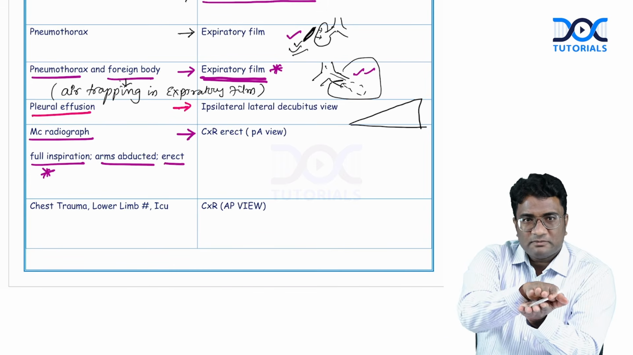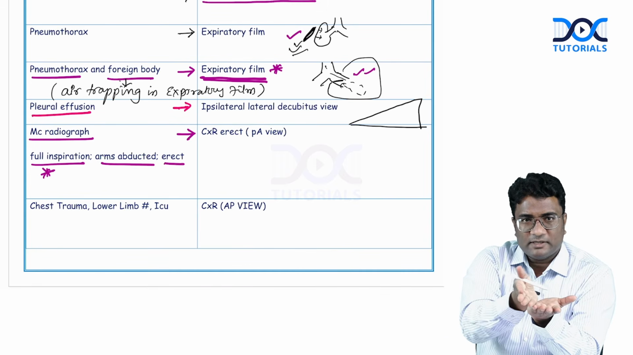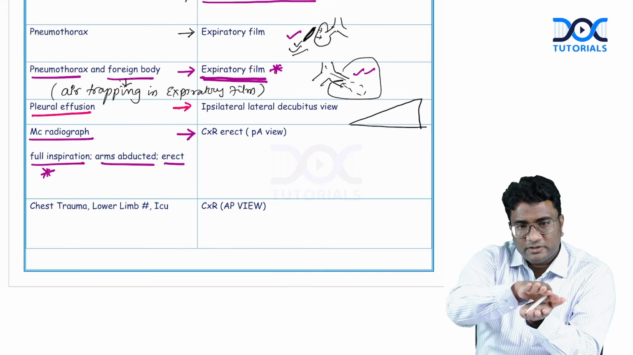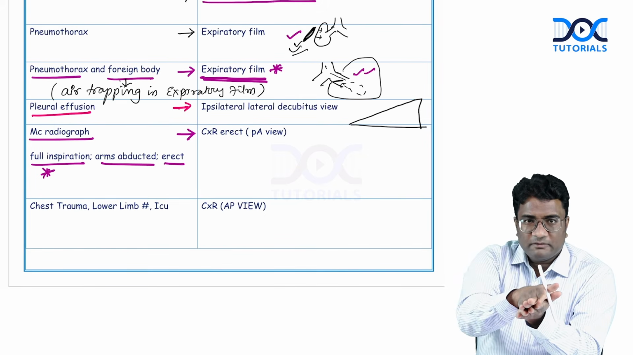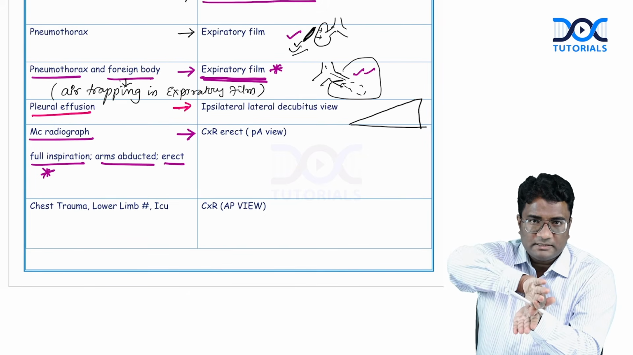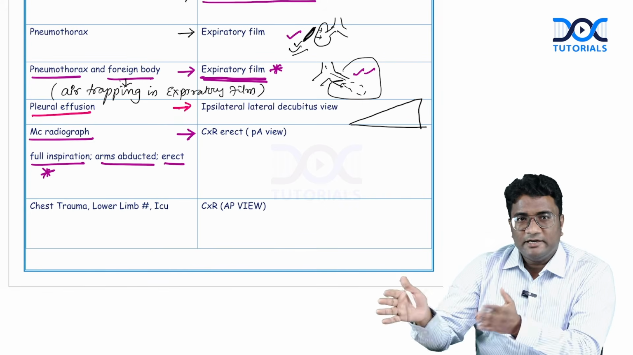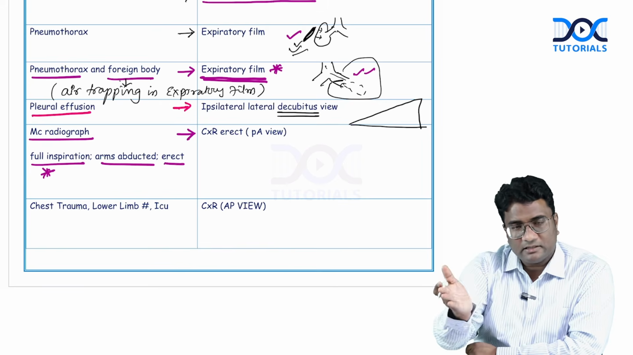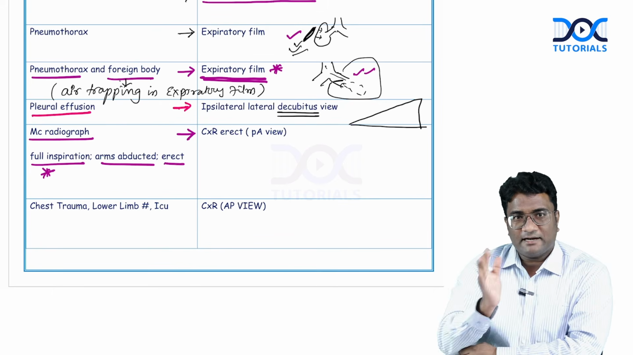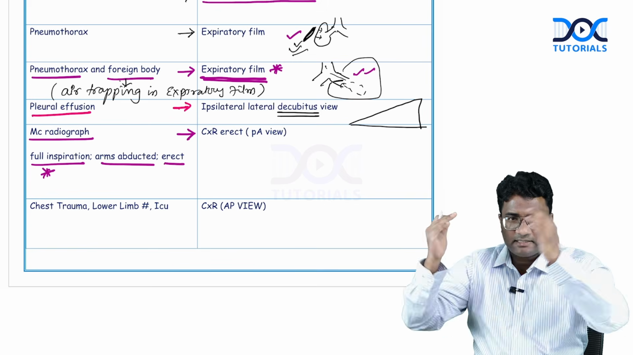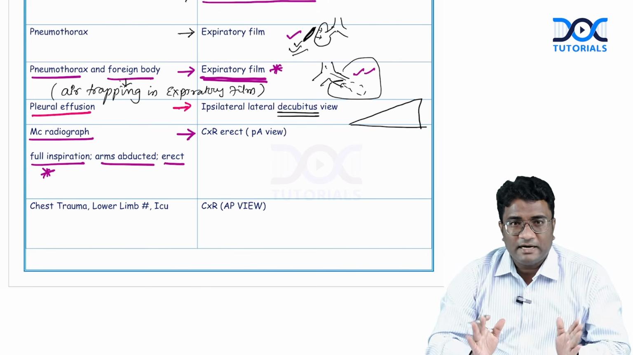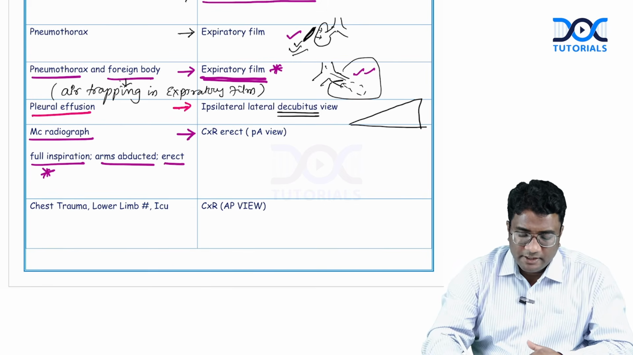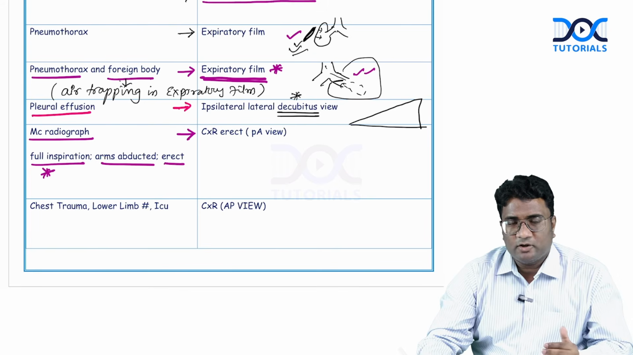So what does decubitus mean? The patient is lying on the stretcher and turning to one side. If he has a right pleural effusion, right lateral decubitus. If he has a left pleural effusion, we go for a left lateral decubitus. Lateral view is different, lateral decubitus is different. Decubitus means he is lying on the stretcher and turning to one side. Lateral view means he is standing and turning to the right side or left side.